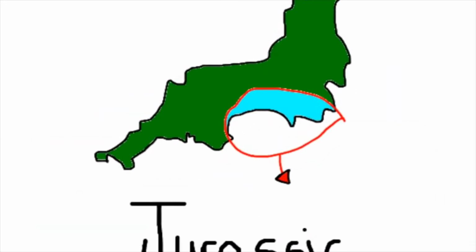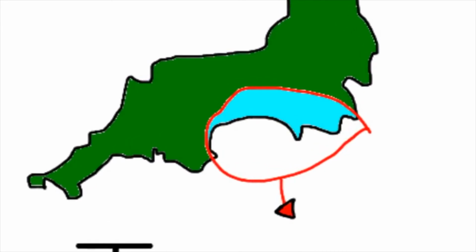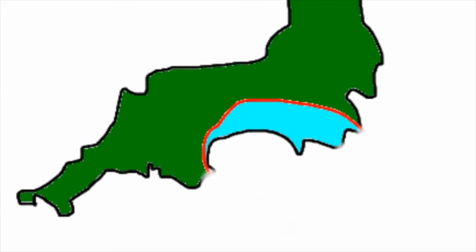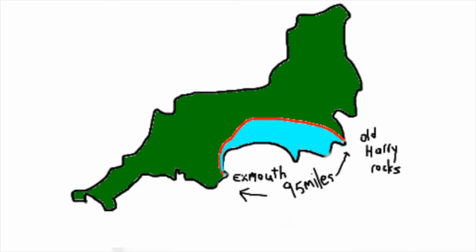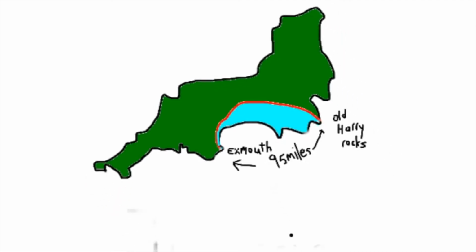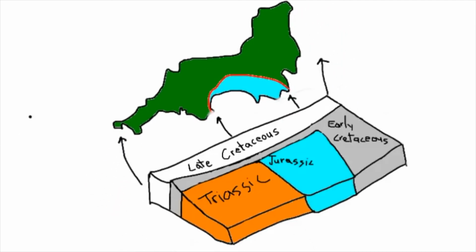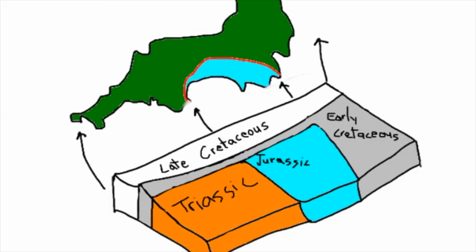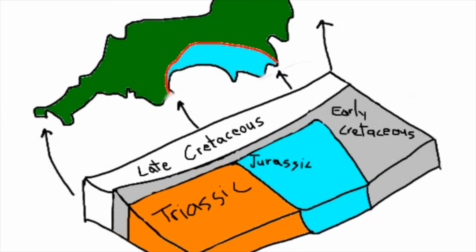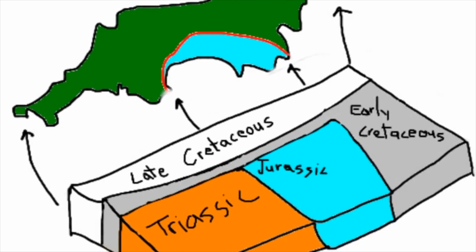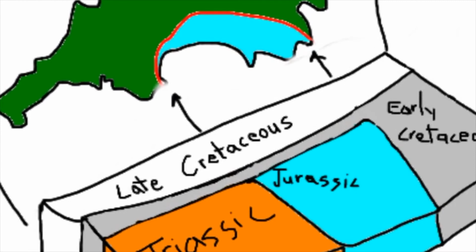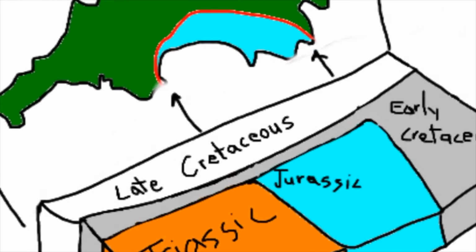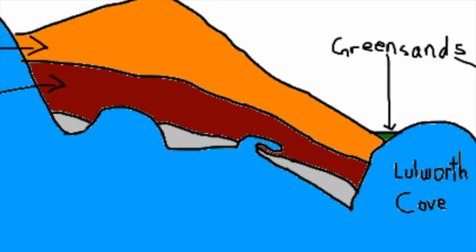To better understand differential erosion, let's travel back to the Jurassic Coast, which is located on the southwest part of England. As you can see, this is a stretch of coastline that extends 95 miles from Old Harry Rocks, where we were at present, to Exmouth. Here we can see that it's made up of Triassic, Jurassic, Early Cretaceous and Late Cretaceous rocks, and it is because of these different types of rocks that we have differential erosion and the coastline we see today.